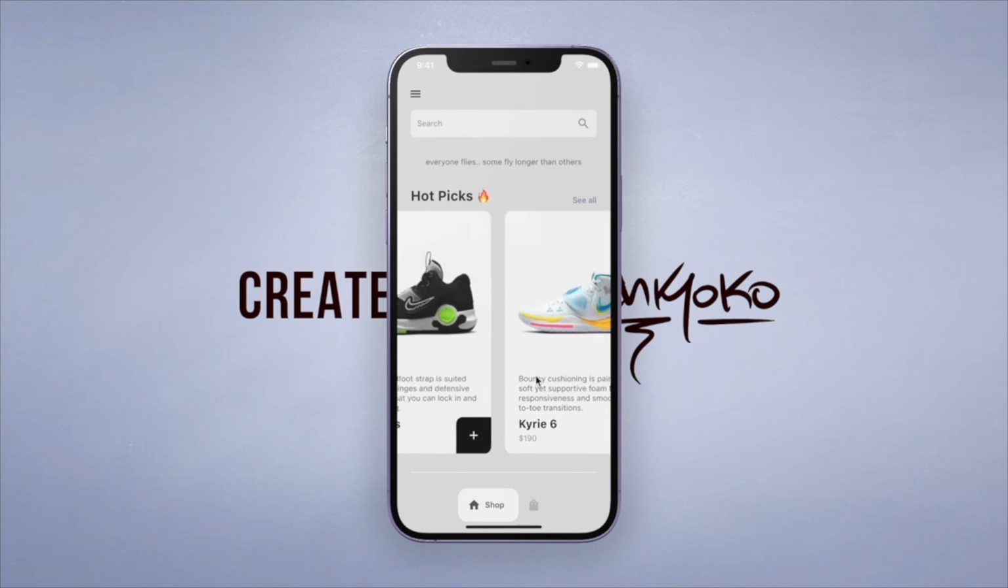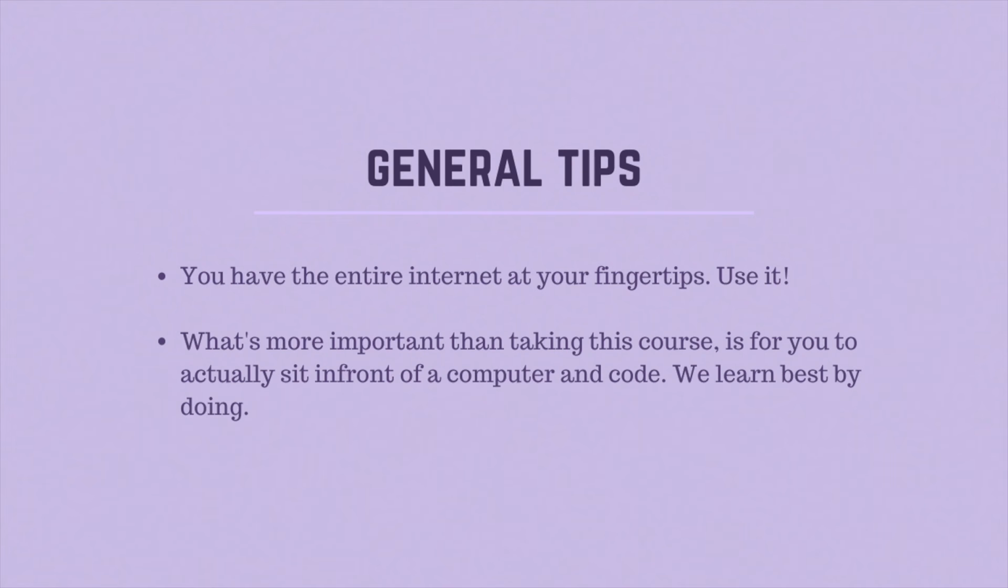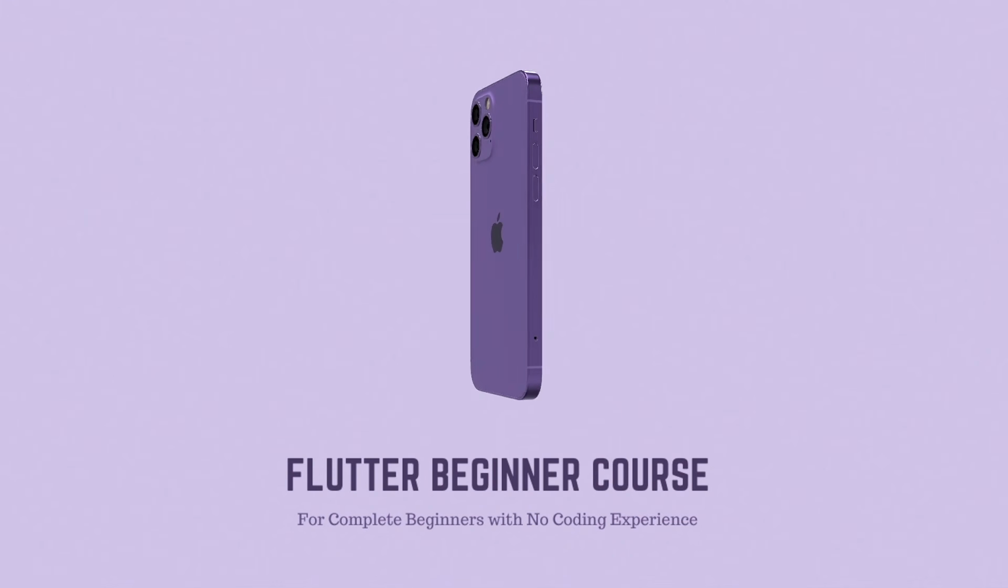Now, some general tips before we start. The first thing is, remember, you have the entire internet at your fingertips. So if you come across something you don't understand, the act of formulating the question and searching for the answer is how we learn. And the second thing is, what's more important than taking this course is for you to actually just sit down in front of a computer and code. There are many little nuances that are difficult to learn just by reading or just by watching someone else do it. So make sure that you put in some time and some hours into learning this. Cool, so that's all the housekeeping stuff out of the way. I'm ready if you are, so let's start from the very beginning.